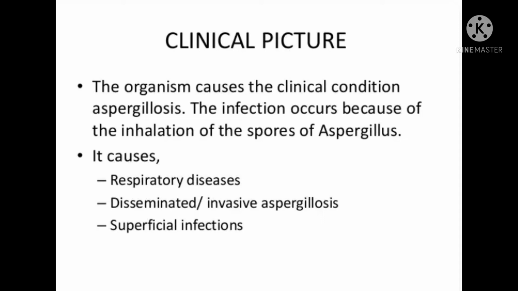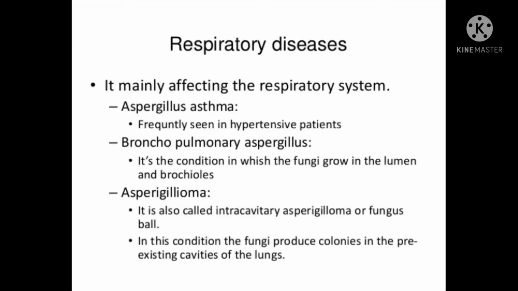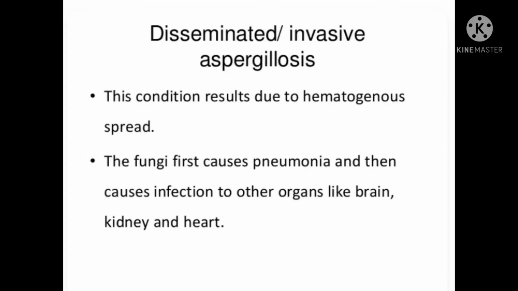Causes include respiratory diseases, disseminated or invasive aspergillosis, and superficial infections. Respiratory diseases include Aspergillus asthma, frequently seen in hypersensitive patients. Second one is bronchopulmonary aspergillosis, a condition in which the fungi grow in the lumen and bronchioles. And the third one is aspergilloma. It is also called intracavitary aspergilloma or fungus ball. In this condition, the fungi produce colonies in the pre-existing cavities of the lungs.